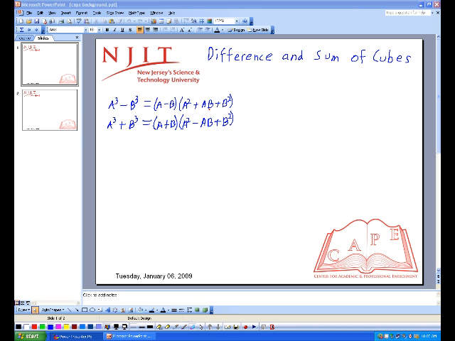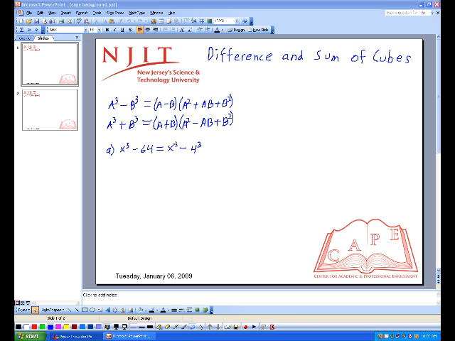Now let's do some examples. Let's take the example x cubed minus 64. Now we know these are going to be two cubes. The cube root of x cubed is simply x, but the cube root of 64 may be a little difficult to realize. We should break it down into its cube roots. Cube root of 64 is 4, so it's going to be 4 cubed.